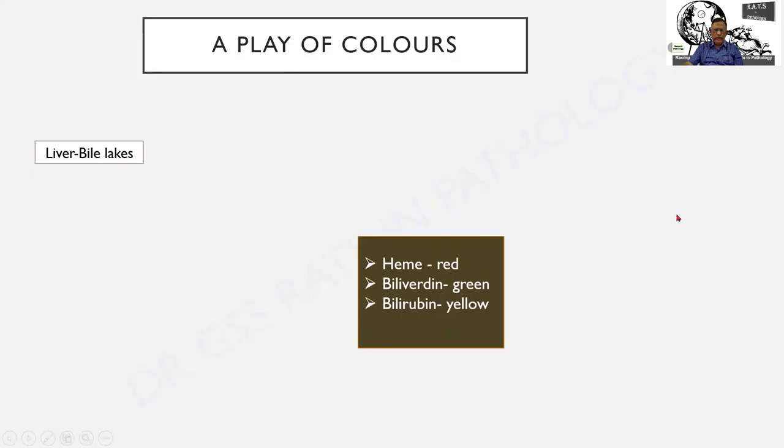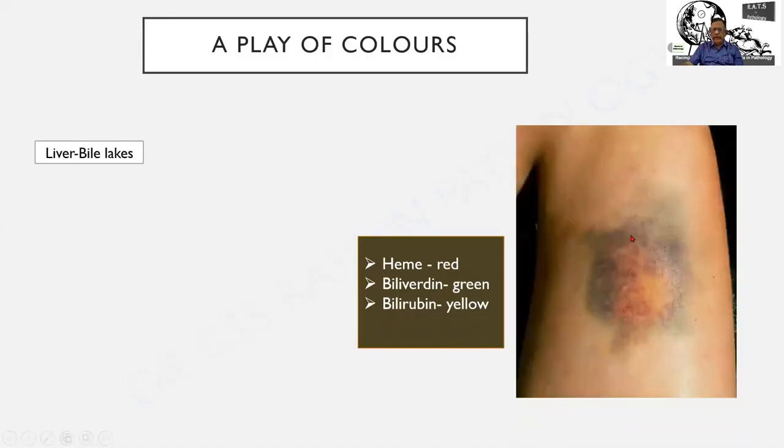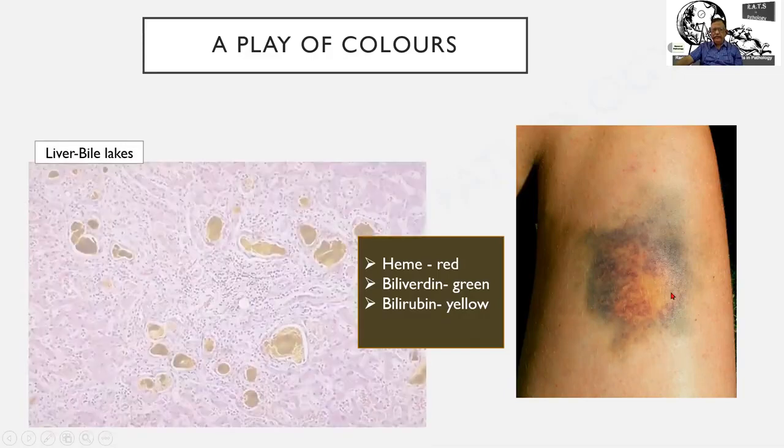We will not be going into too much of a detail, but let us recollect what we had seen in our biochemistry earlier. Whenever there is a trauma, you find that there is a play of colors. After all, the bilirubin is being formed from damaged or old RBCs. So in this condition, there is a red color, and then there is a greenish tinge over here. There is also a yellowish color. The heme produces a red color, biliverdin produces a green color, and bilirubin produces a yellow color. This is again described as a play of colors.